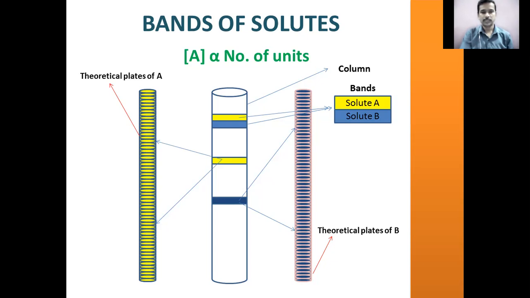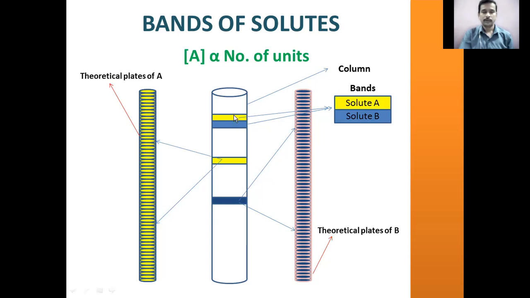Then you will introduce the sample solution at the head of the chromatographic column. So once you start the process of elution, after the introduction of the sample through the head of the chromatographic column, at the top, dependent upon the relative affinities of the stationary phase for the solutes, or the relative interaction of the solute with the stationary phase, the solutes are segregated in their individual bands.